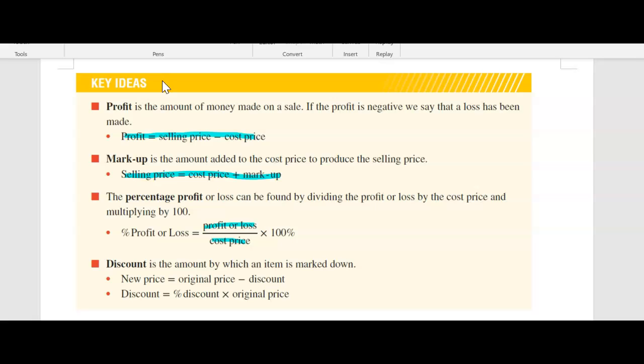And lastly, your discount is the amount by which an item is marked down. So your new price is your original price minus your discount. So let's say with my $50 cakes, at the end of the day, I didn't want to throw them out. They weren't going to be good enough to sell tomorrow. So I discounted them by $10. Okay, so 50 minus 10 gives you $40. And if we're doing it as a percentage, it's the percentage discount multiplied by the original price.